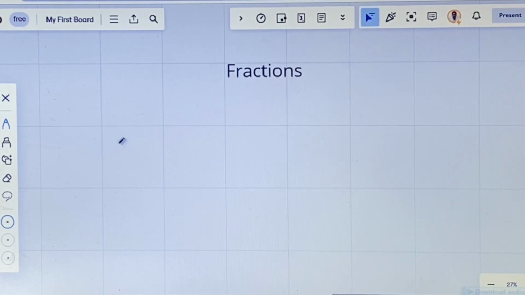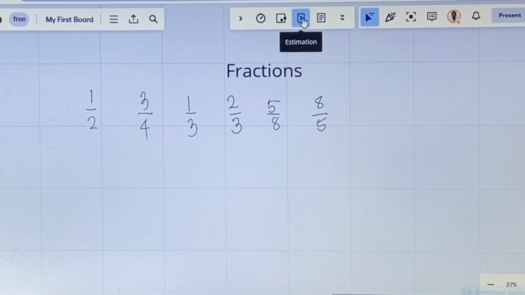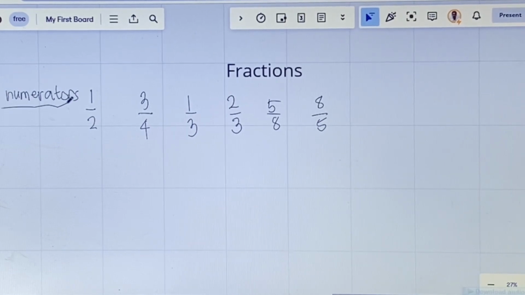Now, what are fractions? Fractions are numbers like you see here. Let's say 1/2, 3/4, 1/3, 2/3, 5/8. These are examples of fractions. 8/5, like that. Okay? A fraction has two numbers, one on the top and one at the bottom. The number on top is called the numerator. And the number at the bottom is called the denominator. Okay, so basically, what are numerators and what are denominators?